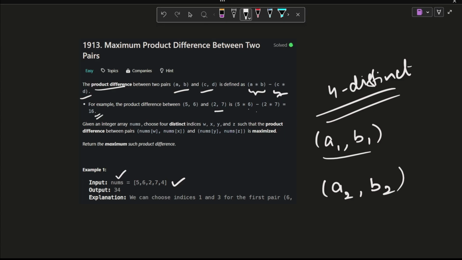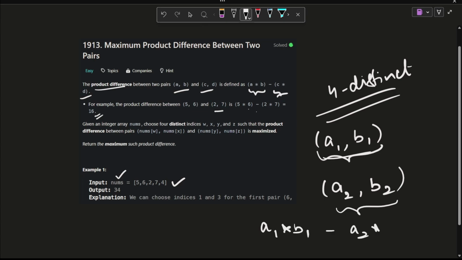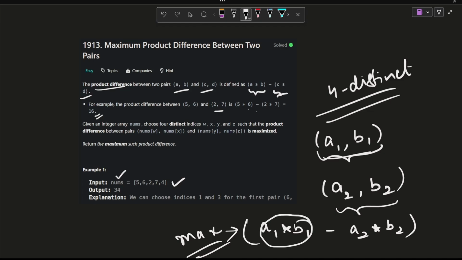Now what we have to return is we have to choose this pair of elements a1, b1 and a2, b2 in such a way that a1 multiplied by b1 minus a2 multiplied by b2 should be as maximum as possible. To do this, we have to try to make this first value as maximum as possible. We will try to make a1 times b1 as maximum as possible, and a2, b2 as minimum as possible.